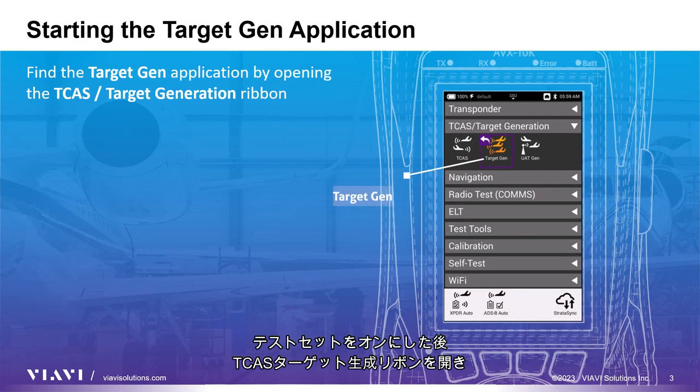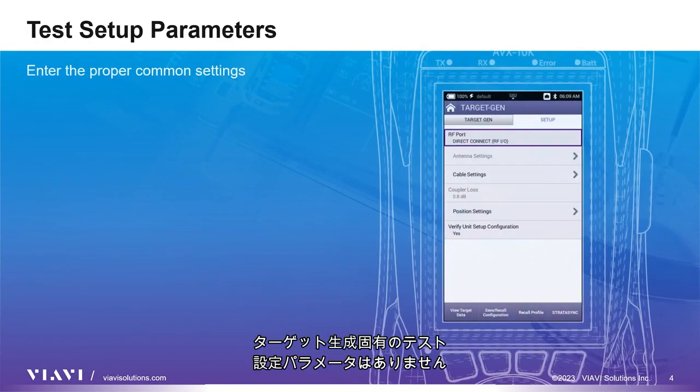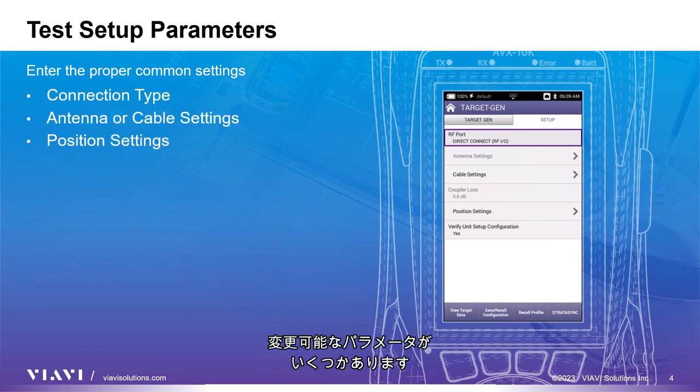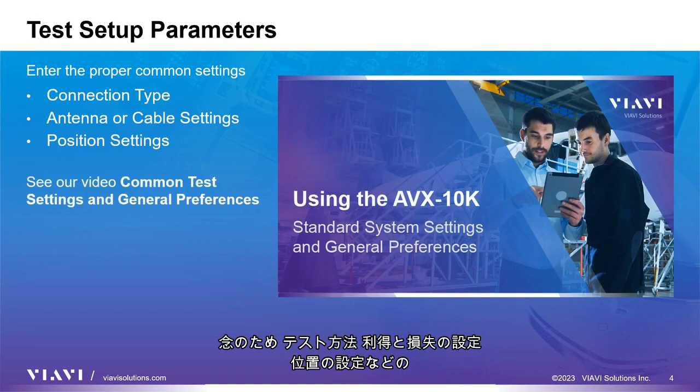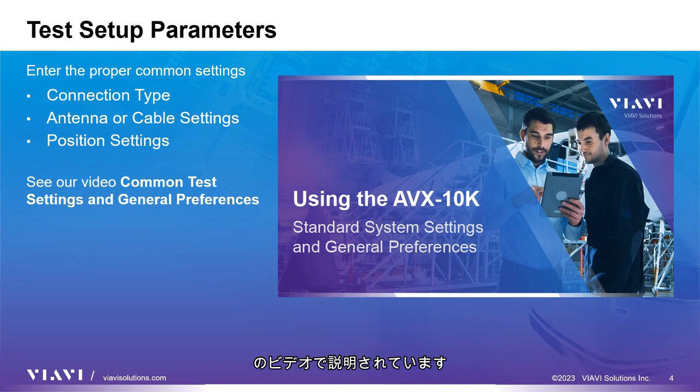After turning on your test set, open the TCAS Target Generation ribbon and select the Target Gen application. Icons can be moved around within each ribbon. You can learn more about that and other interface information in our user interface video. There are no unique test setup parameters for target generation, however, there are several modifiable parameters on the main page of the application. As a reminder, the common test setup parameters, like test method, gain and loss settings and position settings, have all been covered in our video titled Common Test Settings and General Preferences.